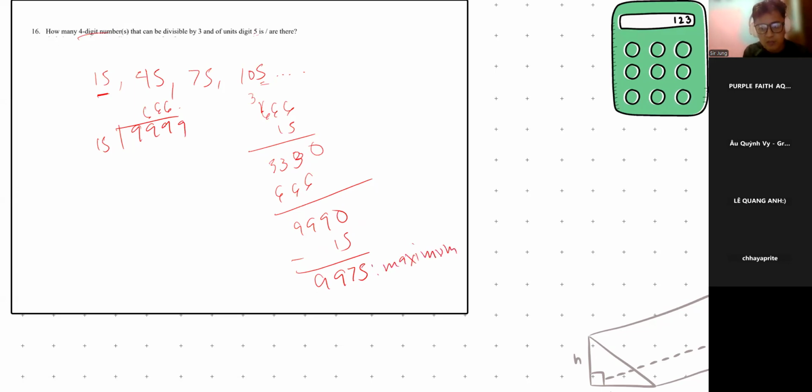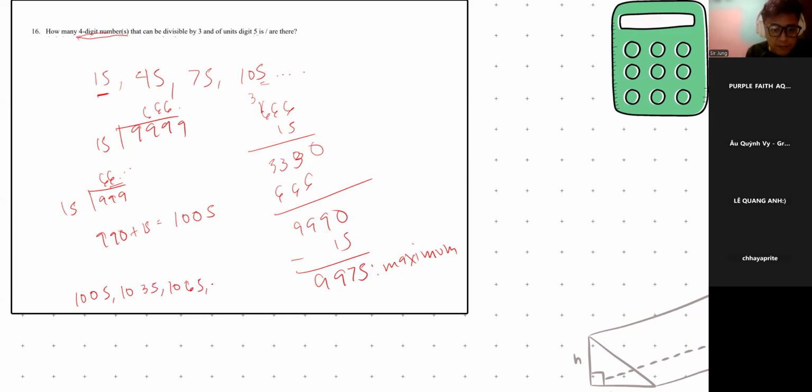Okay? Now to get the minimum, divide 999 by 15. That should be 66 also. So 66 times 15, almost the same as this one. We have 990, right? Since we need a 4-digit number, we need to add 15. 990 plus 15, that's 1005. Okay? So 1005, 1035, 1065, 1095, up until 9975, right?